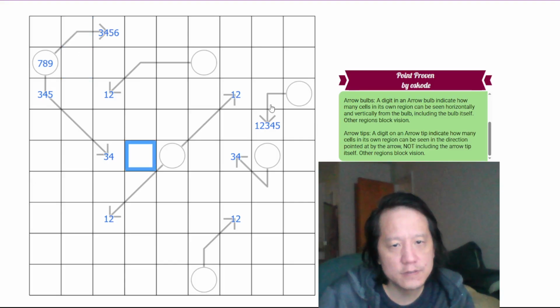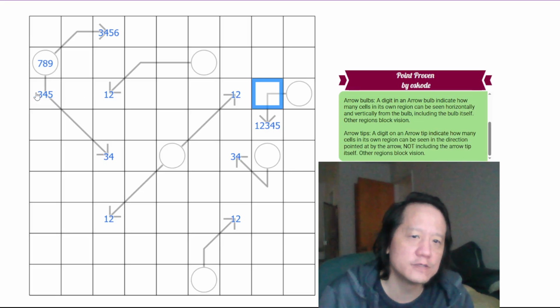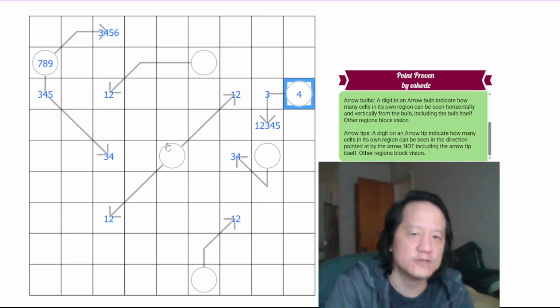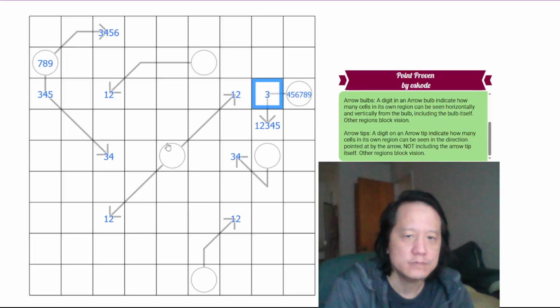Let's see. This has to be at least 3 again, so this is at least 4. 4 through 9 here. This could be 3 through 8.